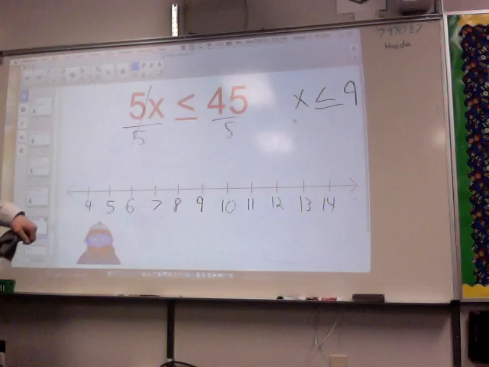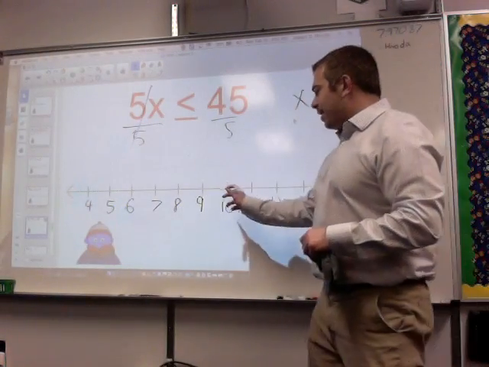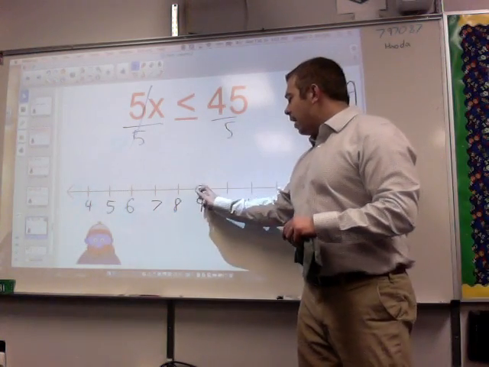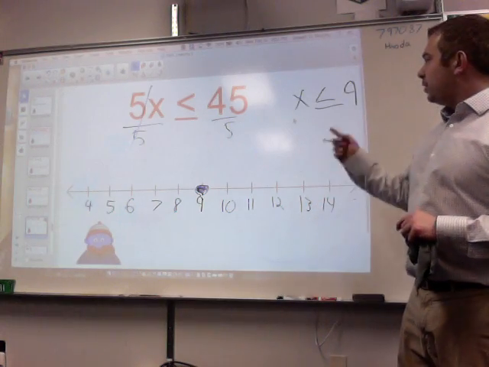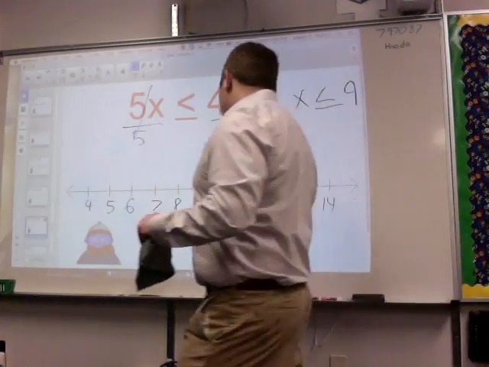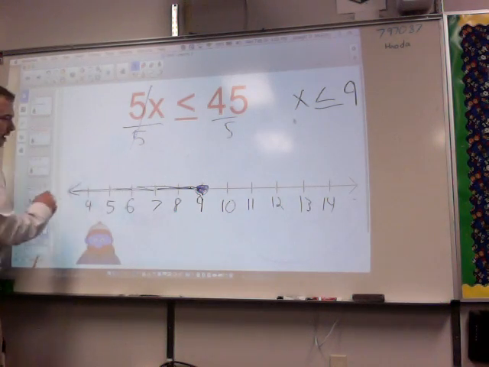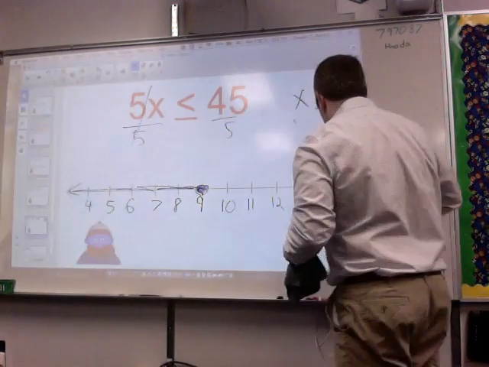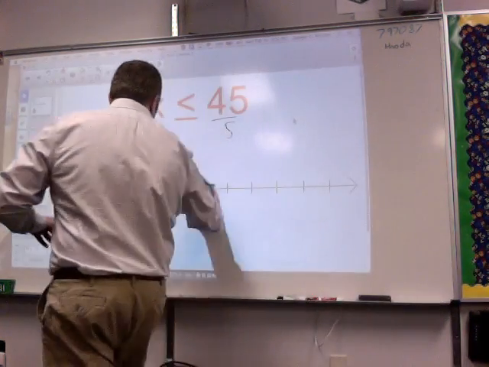Okay, so x is less than or equal to 9. So I find my 9. I start with a circle on it. But since it's equal to 9, I'm going to fill that circle in. And it's got to be equal to or less than 9. So here we go. I've just graphed it, and I put my arrow at the end. And there it is. That's how I graph it. That's how I solve for it. I'll erase all this. I think we have one more example to do.